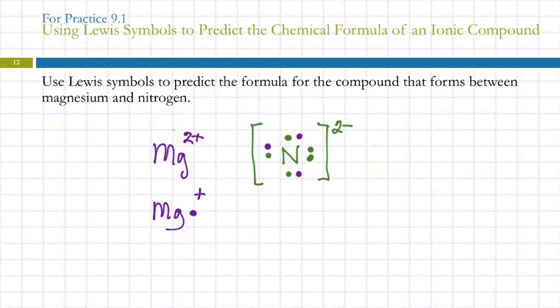Now we've got a plus charge on the magnesium. And what's the charge on the nitrogen? 3-, right? Is the nitrogen happy? Nitrogen's very happy. He's got his octet. He's good. This magnesium's happy. This one not so much. What do we do?